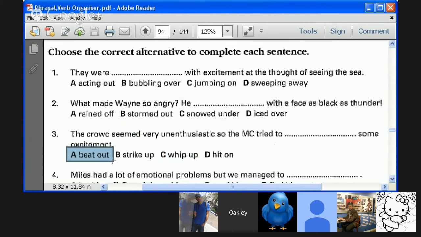Beat out, on the other hand: if you beat out someone for a job, you get the job and they don't. So you can beat someone out in a competition, whether that's an actual sports competition or competition for a job, or you beat out someone on an exam, you get a 92 and they get an 84. You beat them out on the exam. Hit on, totally different meaning.